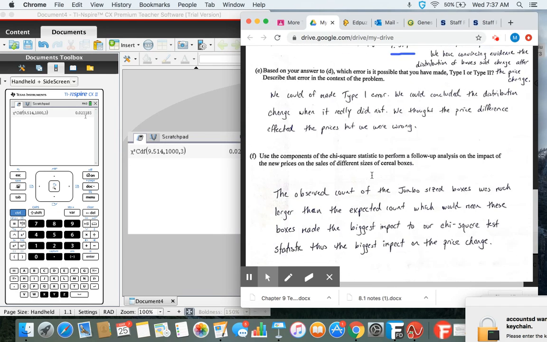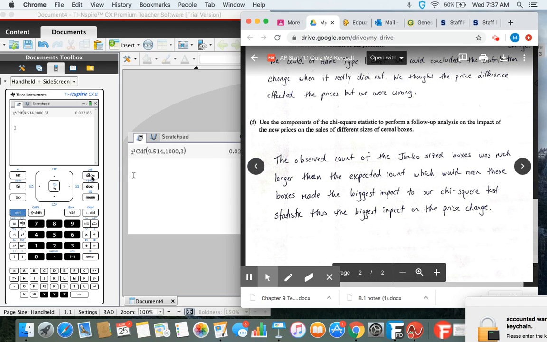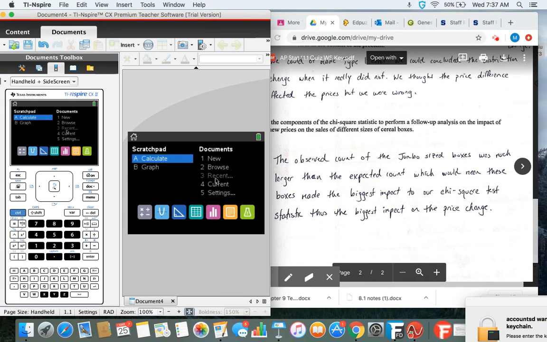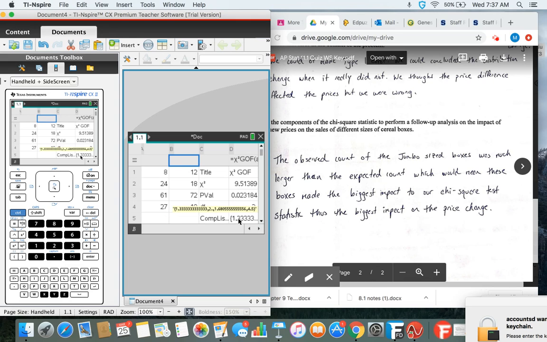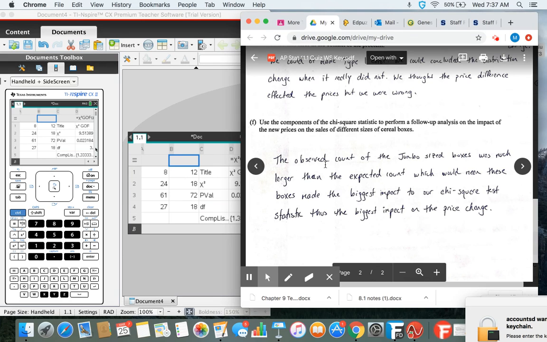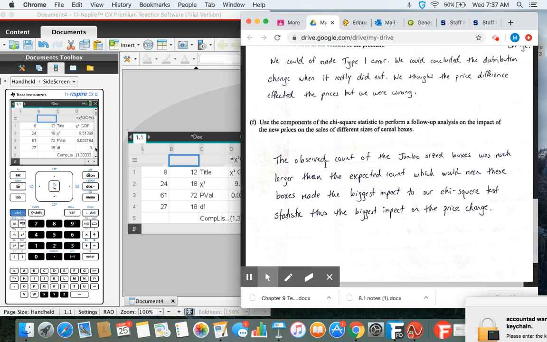If you let the calculator get that chi-squared statistic for you, let me just go back to right here where it says component list. If you scroll over it, you can see the numbers that correspond to the order in which you entered the information into the calculator. So 4.5 would be the biggest contributor to our chi-squared statistic. As you can see what I wrote, the observed count of the jumbo size boxes was much larger than the expected, which would mean this made the biggest impact.